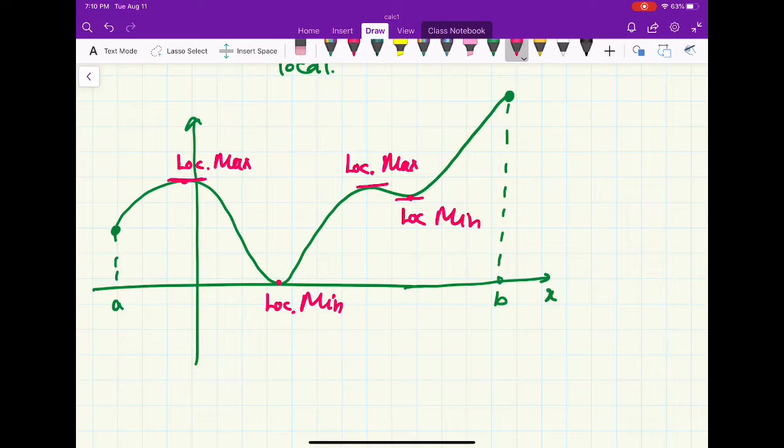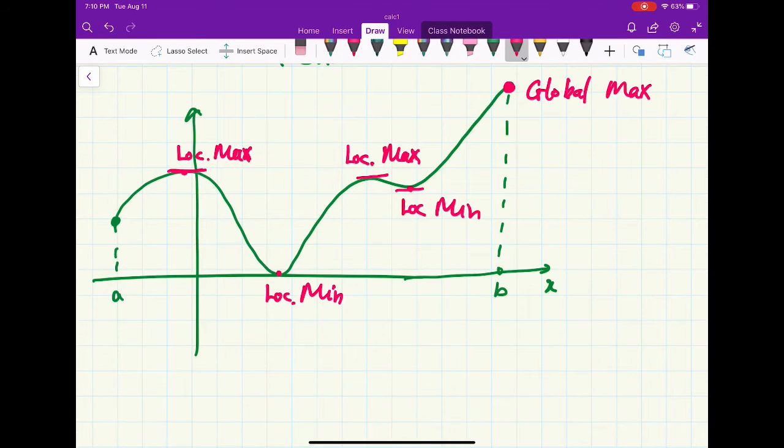But look at this. This function has two local maxima, but these local maxima are not the global maximum, but this one is the global maximum. So I hope you still remember how to find the global maximum or minimum of a continuous function on some closed interval. First, we need to find all critical points, right? And then we compare function values at those critical points and at the two endpoints. And then we have the global maximum, you see?